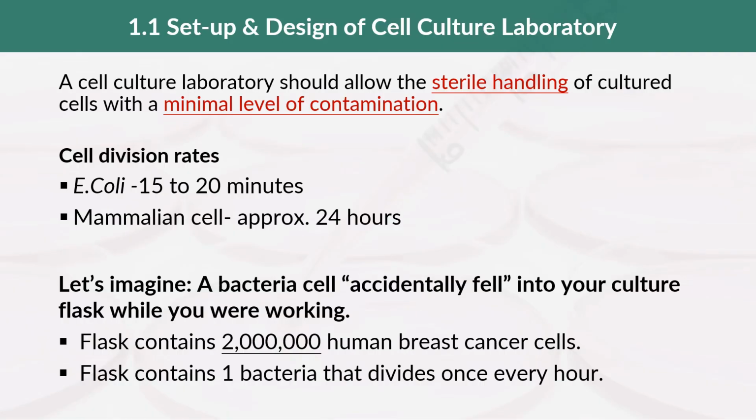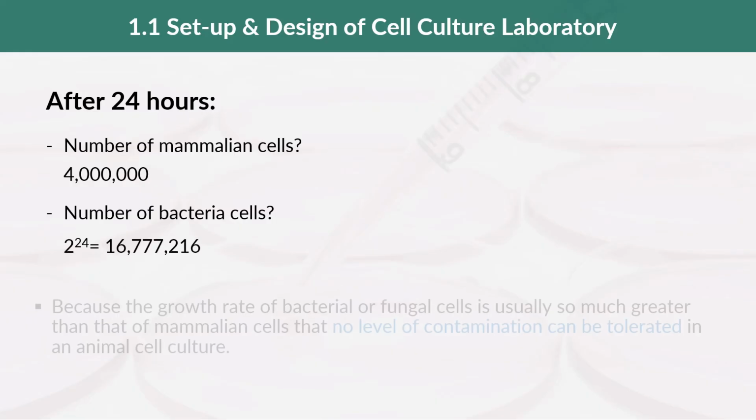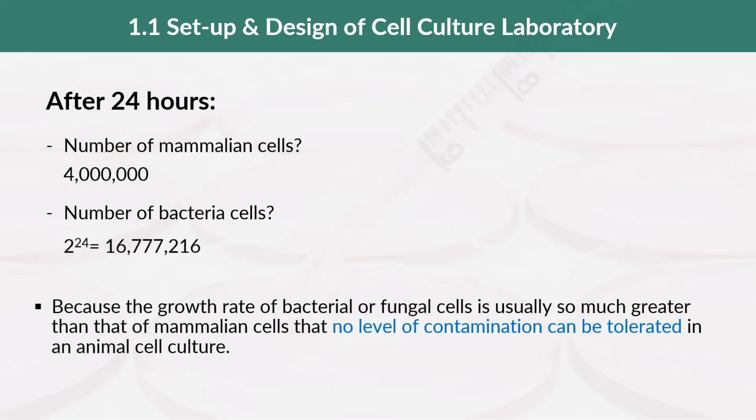And one bacteria drops in, okay, and this bacteria divides about once every hour. So what's going to happen? So after 24 hours, what's going to happen? The number of mammalian cells is going to be doubled to 4 million. And how about the bacterial cells? Using the formula, you're going to have about 16 million or 17 million of these bacterial cells.